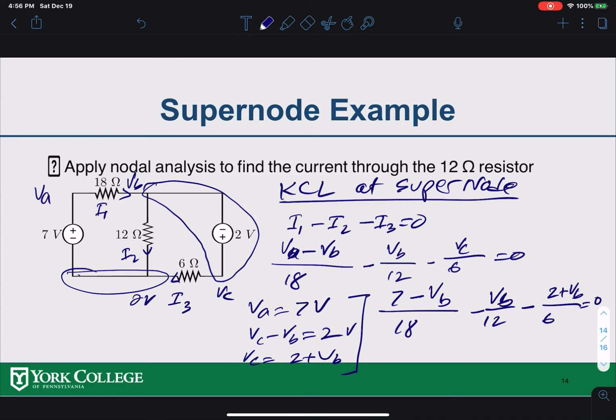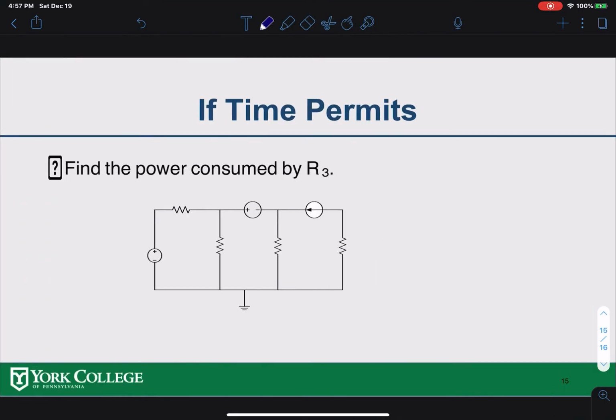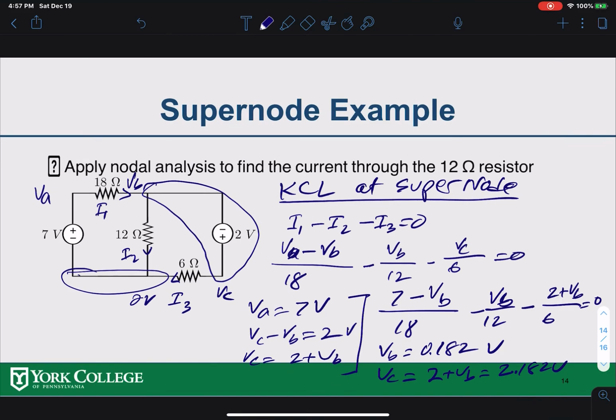Now look at that. It has a single unknown, that is your VB. If I solve it, I should get the value for VB, which is 0.182 volts. Once you know VB, you can easily find VC, which is 2 plus VB, which is 2.182 volts, and so on. Now you know all the voltages, you know VC, VB and VA, so you can easily find I1, I2, I3, all the currents you're looking for. So that's a supernode. If you have a voltage source between two nodes, you can use that as a supernode and go from there.